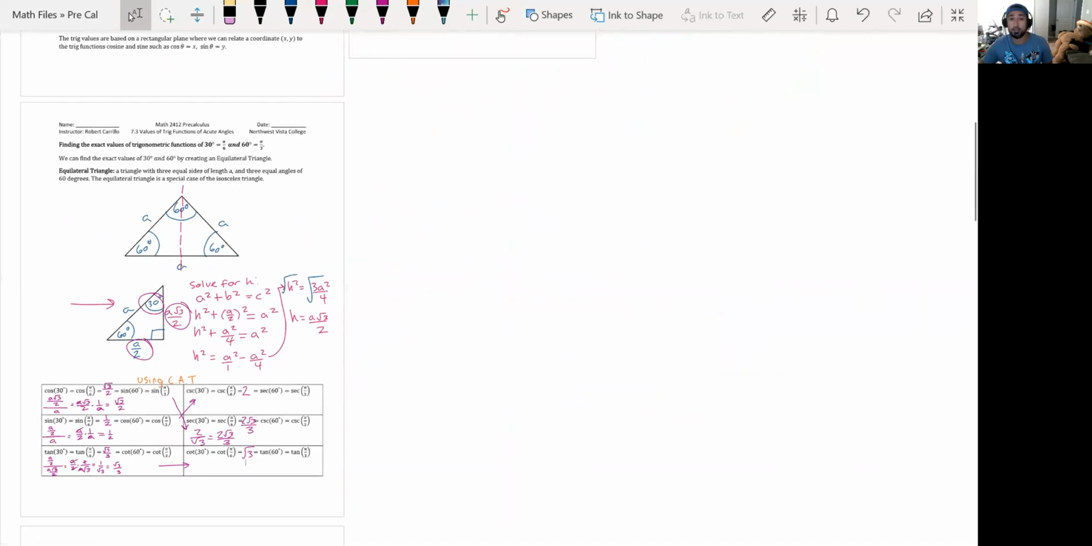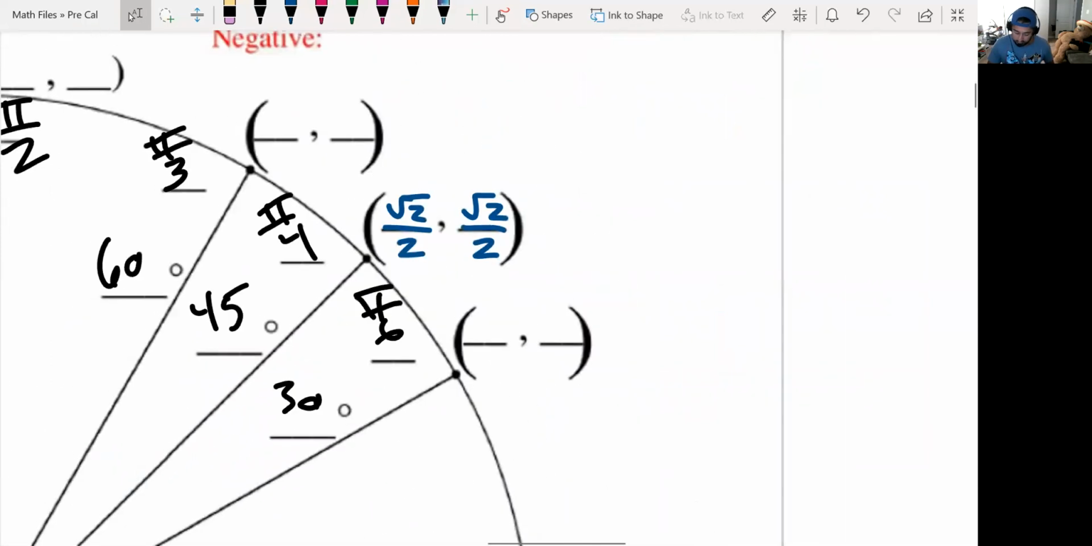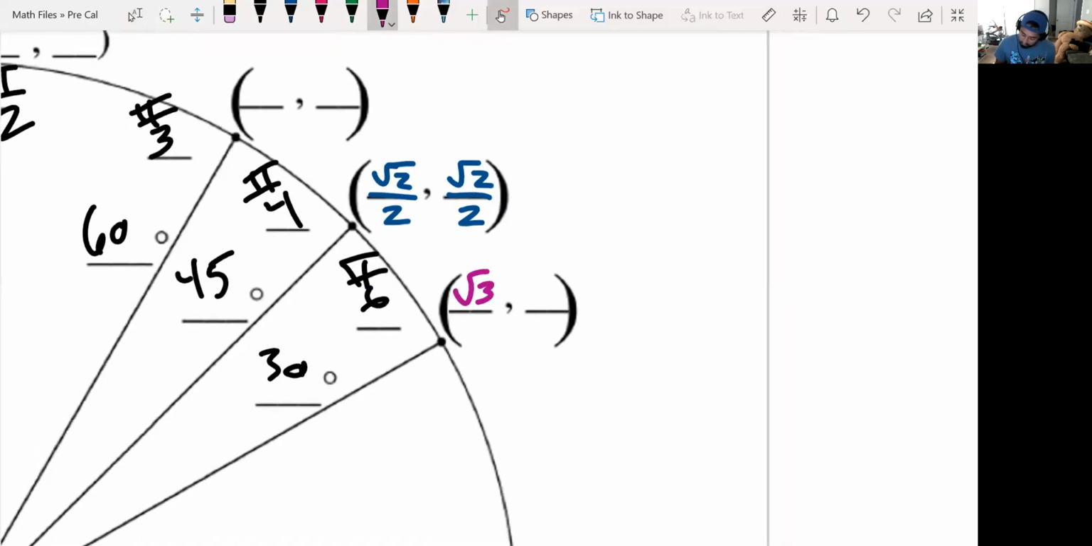Okay. Which means now I can fill in my unit circle at 30 degrees and 60 degrees. So here, cosine at 30 is square root 3 over 2, and sine at 30 is 1/2. So that's what we're going to fill in. Cosine at 30 is square root 3 over 2, and sine at 30 is 1/2. Which means just flip them, and cosine at 60 is 1/2, and sine at 60 is square root 3 over 2.